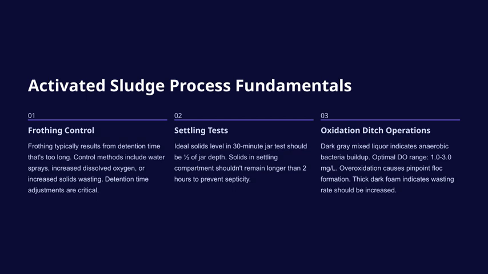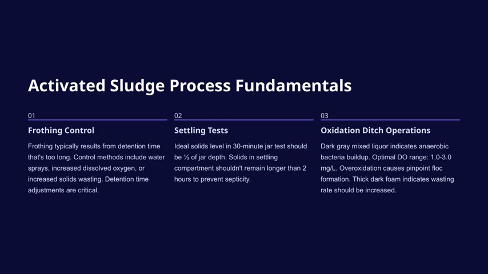Finally, let's look at oxidation ditch operations. When the mixed liquor appears dark gray, it suggests anaerobic bacteria are building up, which isn't ideal. Maintaining the dissolved oxygen between 1 and 3 mg/L is key to keeping the bacteria healthy and the process running smoothly. Overoxidation, on the other hand, can cause the floc to become very fine and pinpoint, which reduces settling performance.